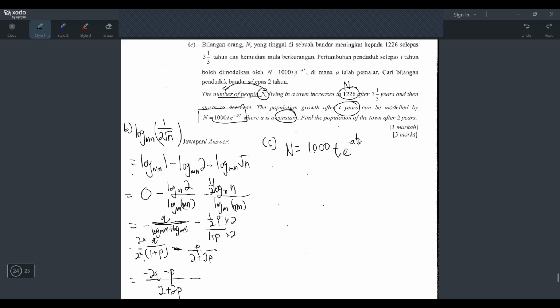And then t is just the number of years. They want to find the population after 2 years, which means I have to substitute t equals 2. I have to substitute t equals 2 here and here, right? But I cannot find the N.